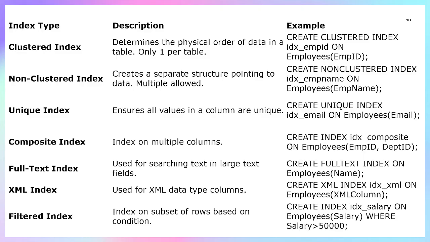So these are the different types of indexes. First is clustered, second is non-clustered, third is unique, fourth is composite, fifth is full text, sixth is XML, and seventh is filtered index. So seven indexes are there.